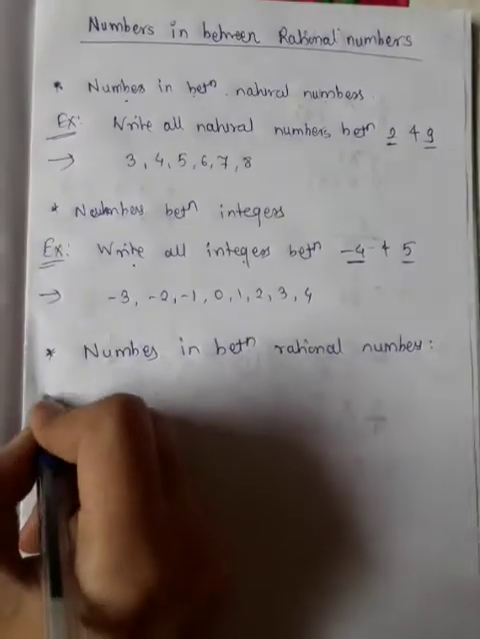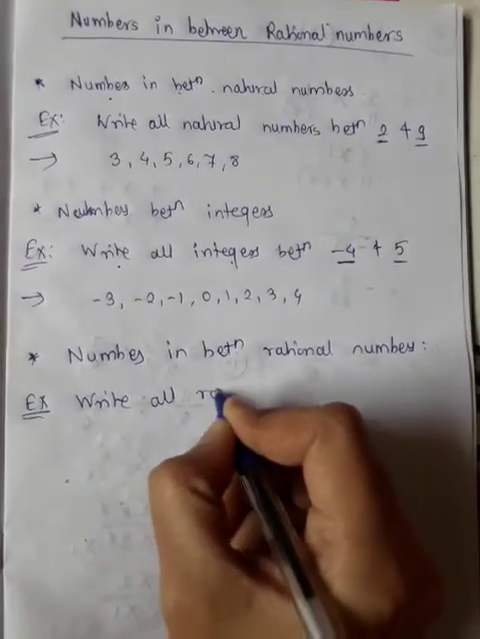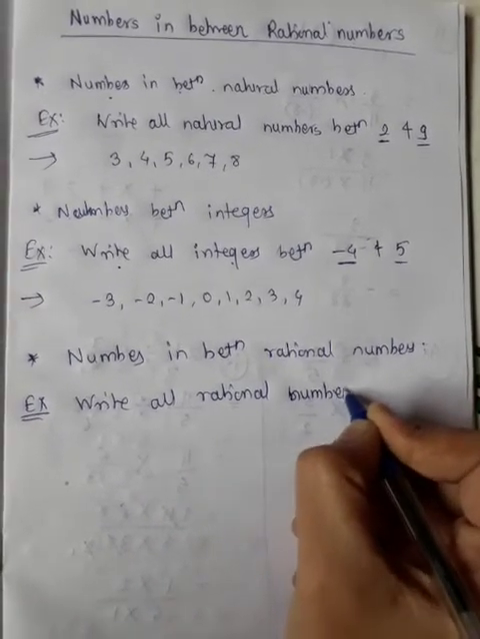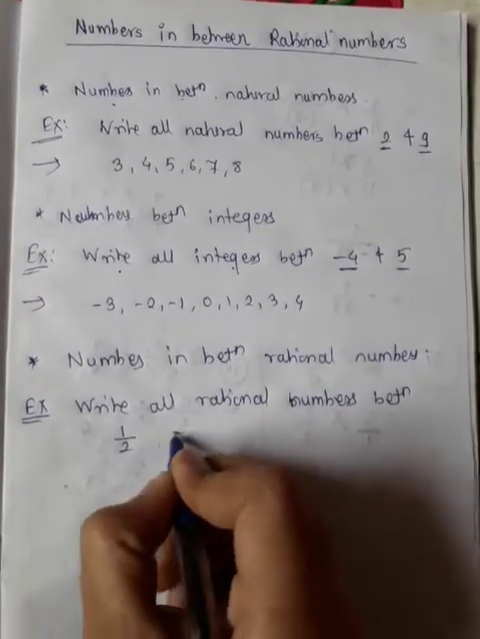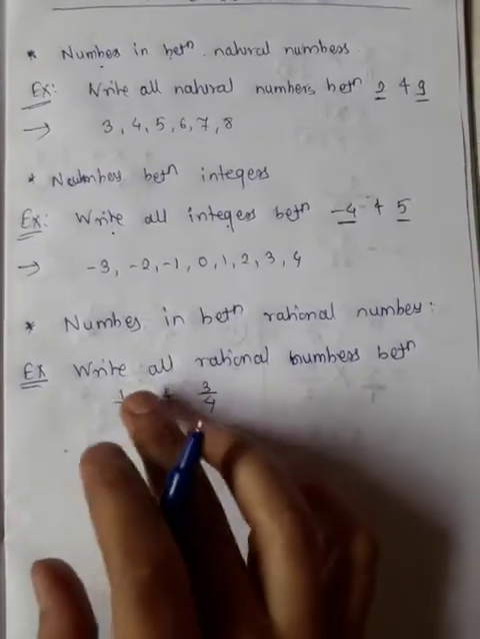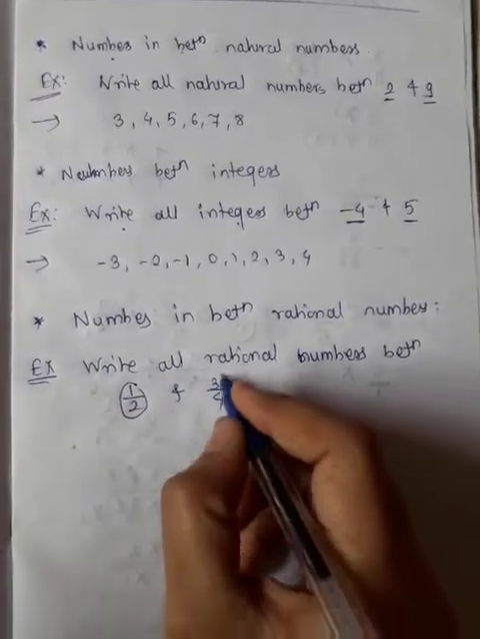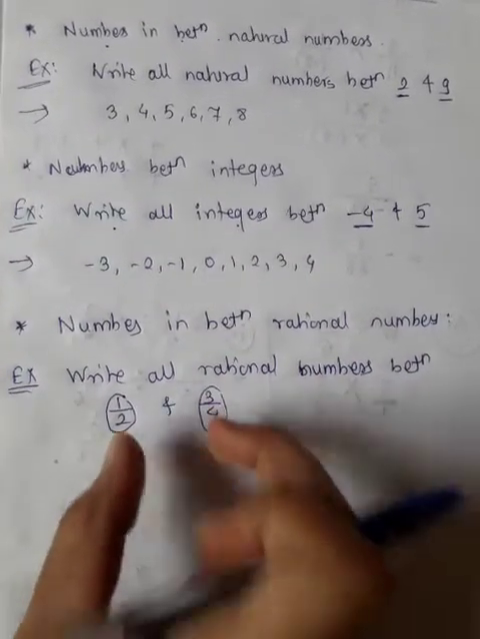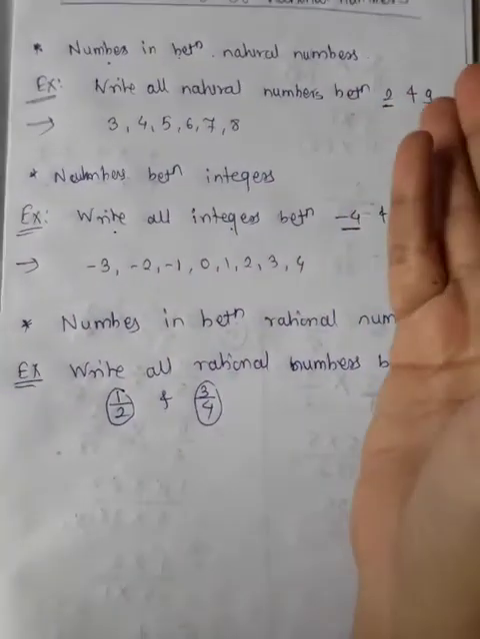Okay, so let us take an example. Write all the rational numbers between 1/2 and 3/4. Okay, so see here we have given an example. Write all rational numbers between these two rational numbers. So see, we know 1/2 is a rational number, 3/4 is also a rational number. So here we have to find rational numbers between these two rational numbers. Then how will we find? So here we can easily observe and write the numbers.